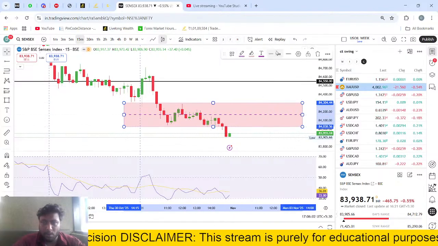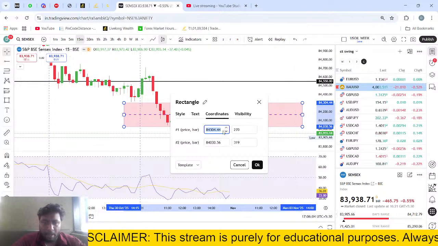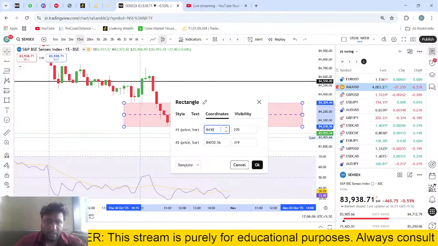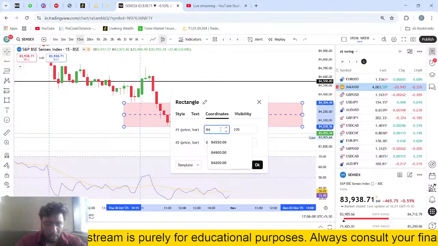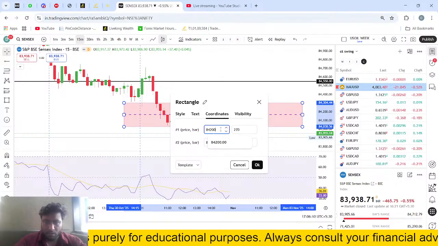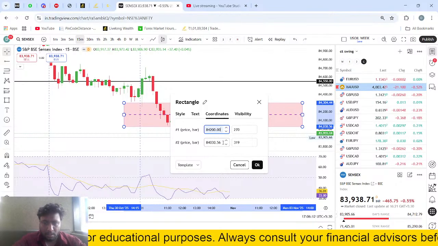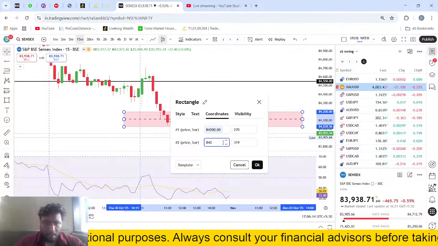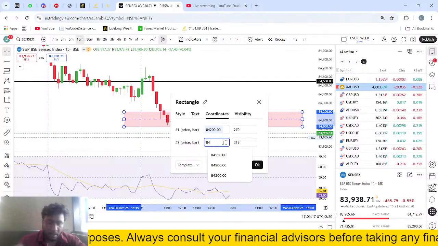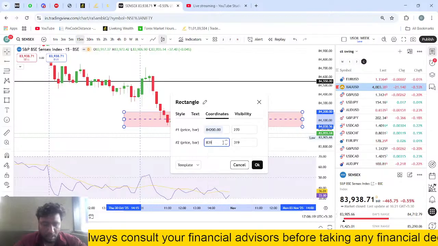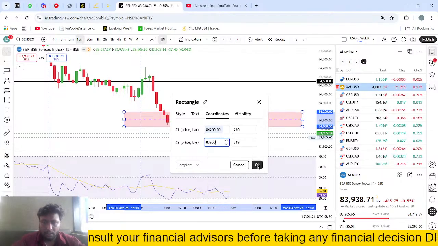I'll mark the support 1 with respect to our pre-market analysis. Our support 1 was at 84,200, and support 2 was at 83,950. 83,950 was our second support.